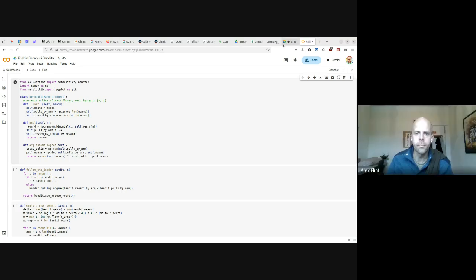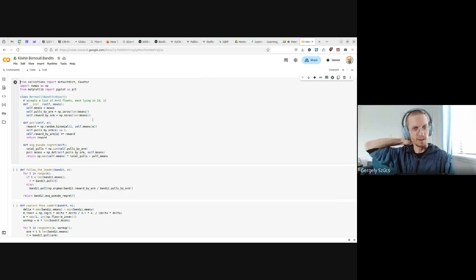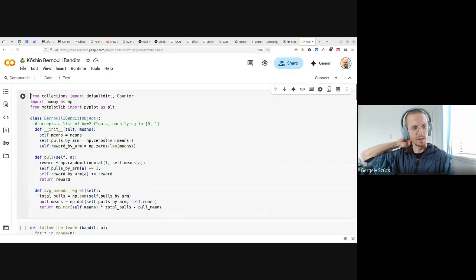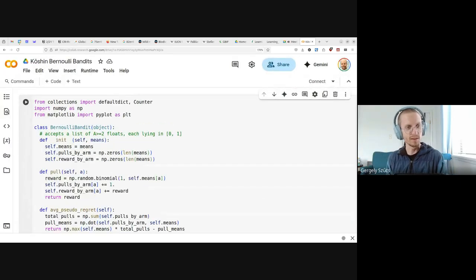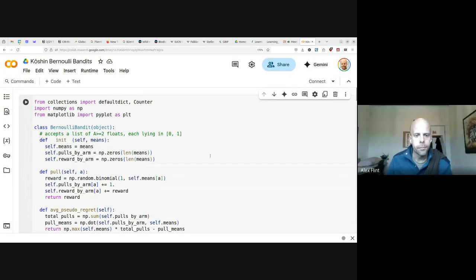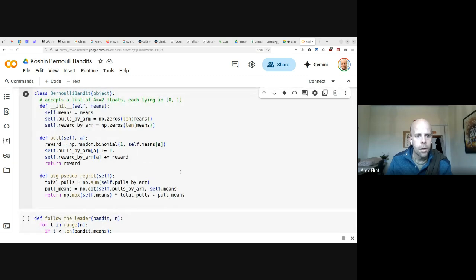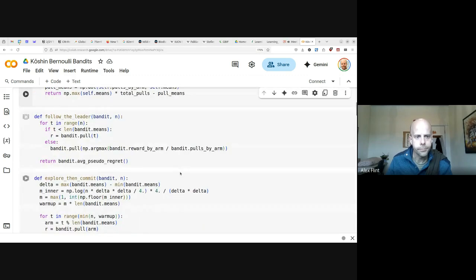Do you all see the Colab here? Yeah, could you zoom in a little bit? Yes. Yeah, that looks good. So I changed the code in the Bernoulli Bandit class just a little bit, but I won't go through that.